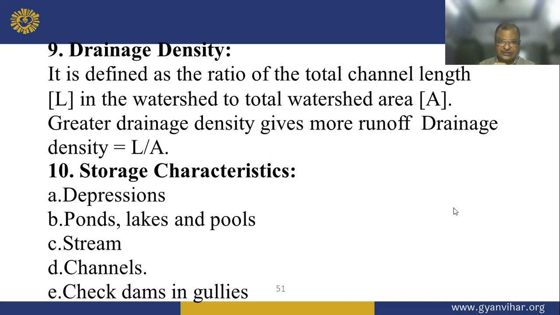It is identified as the ratio of the total channel length in the watershed to the area. And the storage characteristics: depressions, ponds, and lakes store water after precipitation.